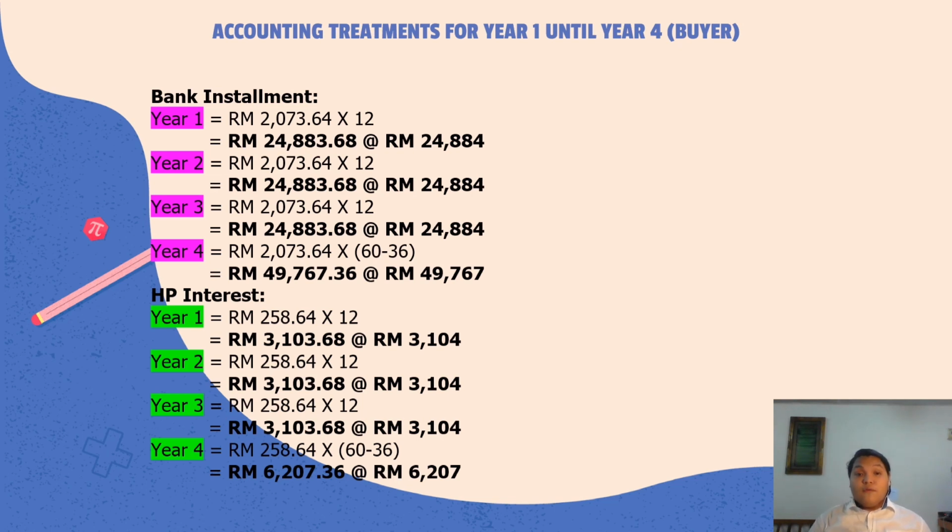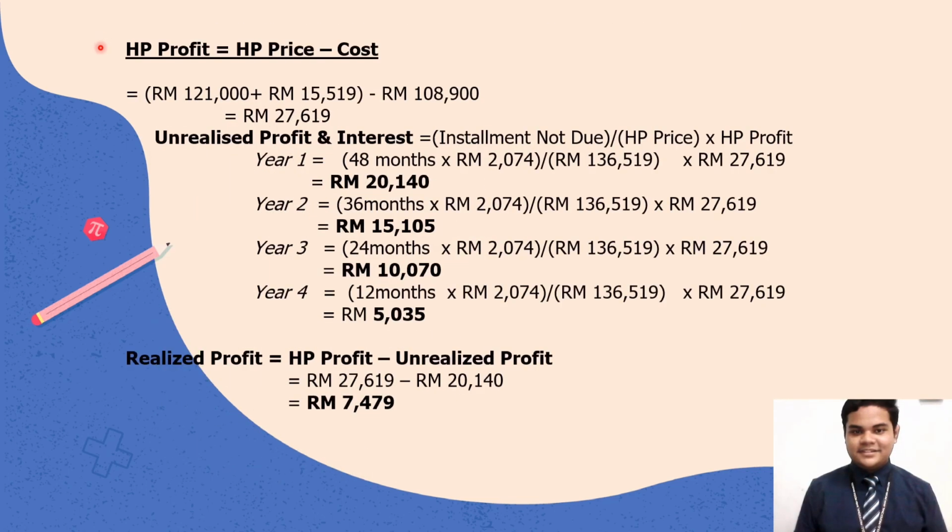49,767 ringgit. For HP interest in the first year, 258 ringgit 64 cent times by 12. We are getting 3,103 ringgit 68 cent or 3,104 ringgit. We're getting the same amount for year 2 and year 3. For year 4, 258 ringgit 64 cent times by 60 minus 36. We're getting 6,207 ringgit 36 cent or 6,207 ringgit. So now, we continue with the seller side of the calculation.